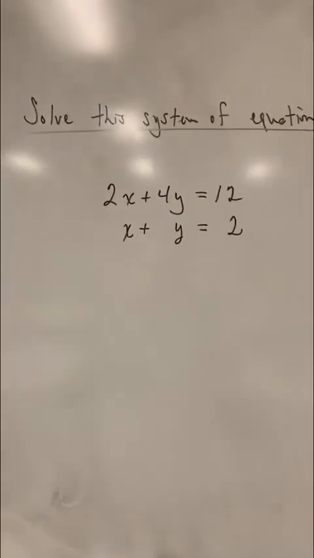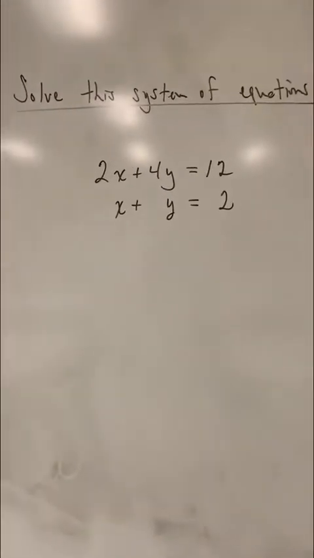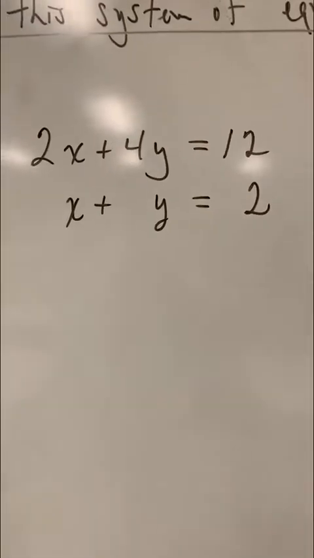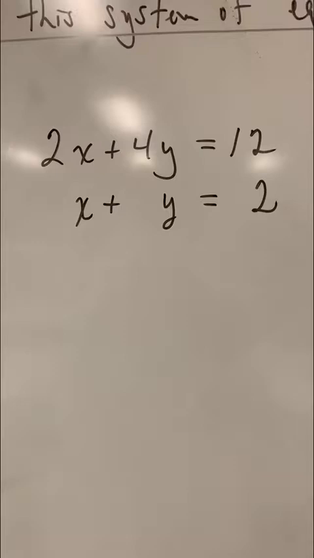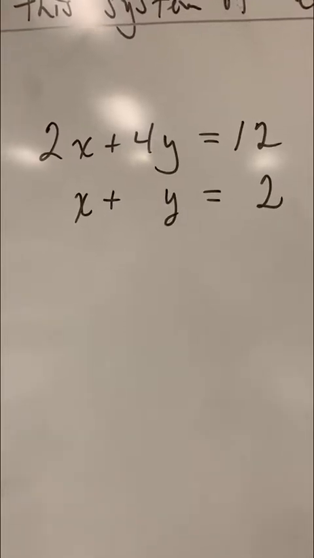All right, so this one right here is just going to be a way that you can apply what we call the elimination method. I'm going to do the elimination method first. It works every single time if you stick to what I'm saying. All right, so we're going to solve this system of linear equations. I hope you get a good look at it. It says 2x plus 4y is equal to 12. Then right below it, we have x plus y is equal to 2.